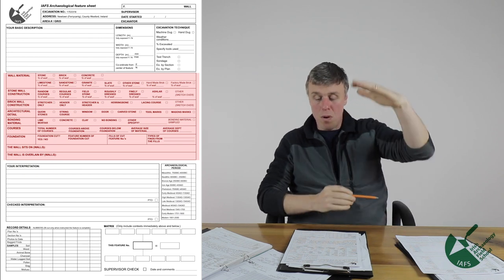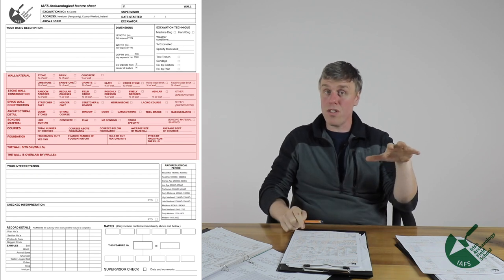So it's asking you for how many courses, how many layers are in the foundation, which could be multiple or could be none, and how many are in the above foundation area, or the above foundation level. It's also asking, is there a foundation cut? Was there a trench dug that they physically put the wall into, or is it just laid on the surface?